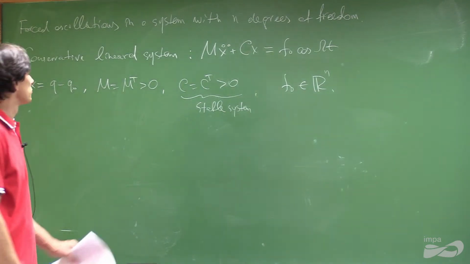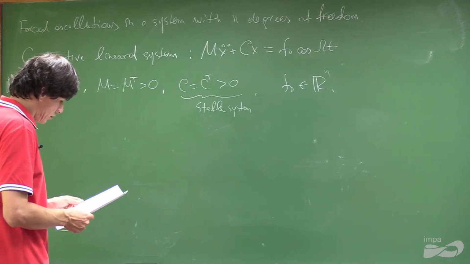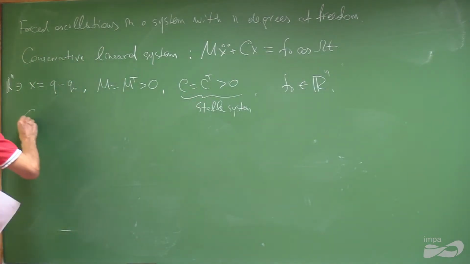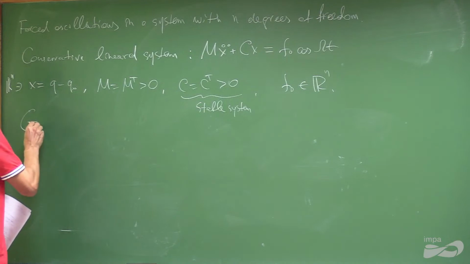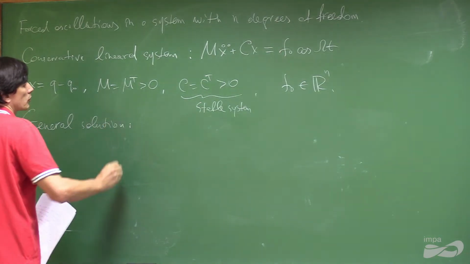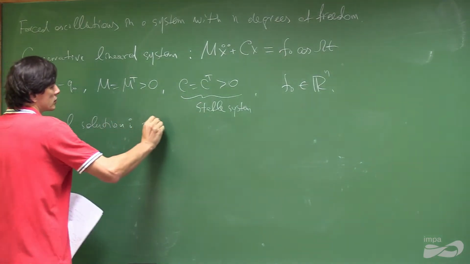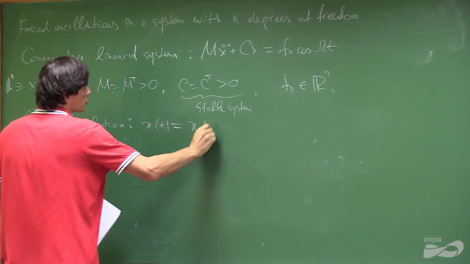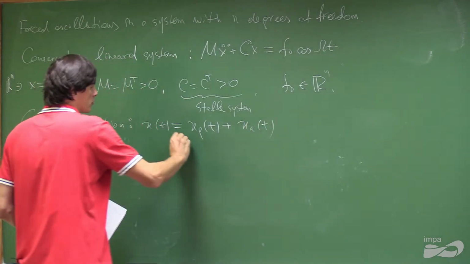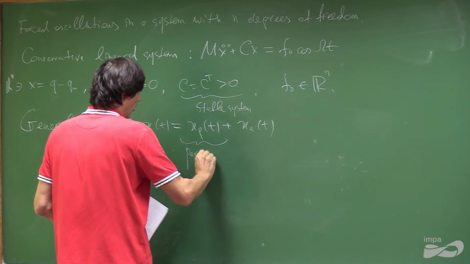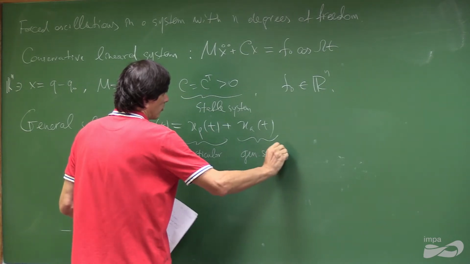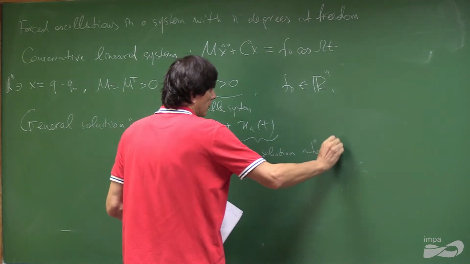So what you do here is essentially something very similar to what we did with the oscillator. First you can show in exactly the same way that the general solution can be constructed as a sum of a particular solution plus the solution of the autonomous system, which is the general solution when f0 is 0.